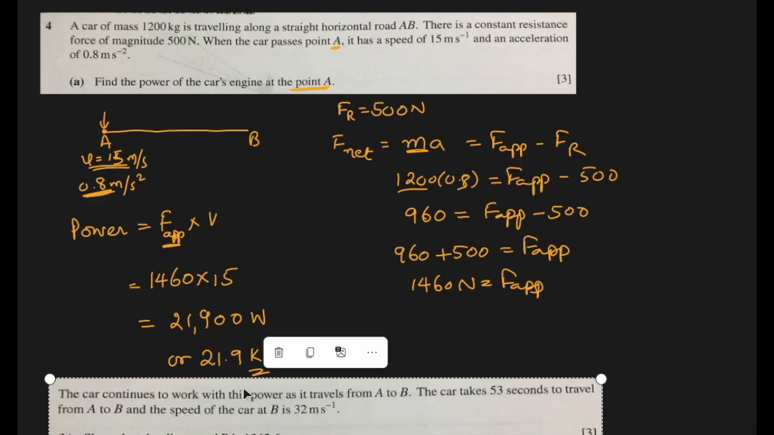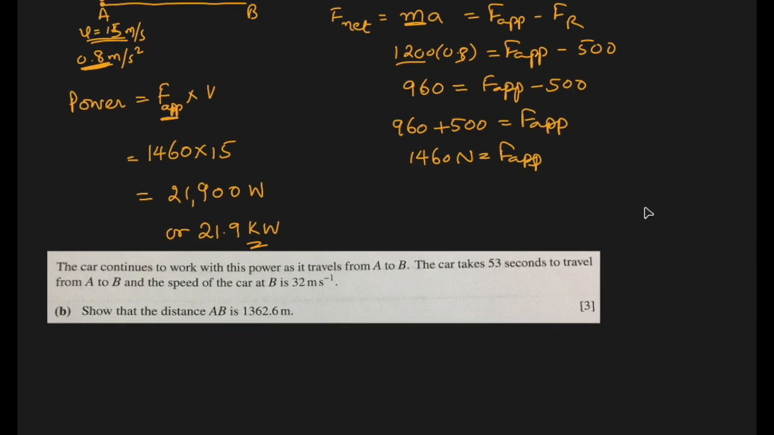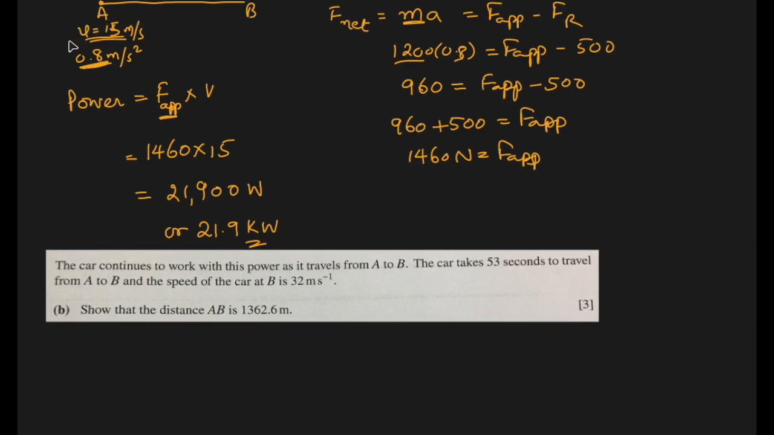B part says the car continues to work with this power even after that. So if the power remains the same, the applied force and velocity will change, because the velocity will increase, and they have written here speed of the car at B is 32. So speed here is 32. That means speed is increasing, but the power is remaining the same. That means force applied is reducing because velocity is going up. Okay, this is how we interpret the situation.